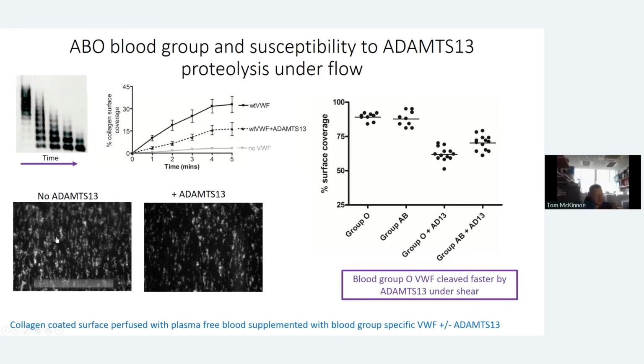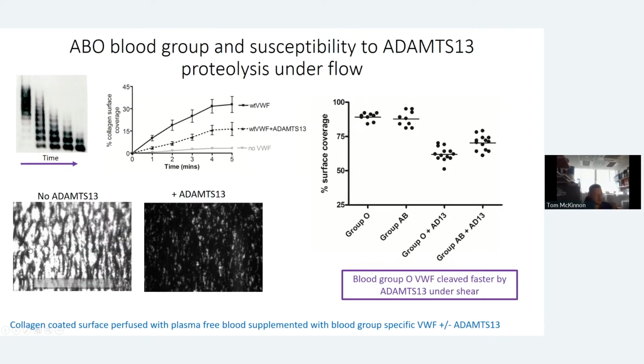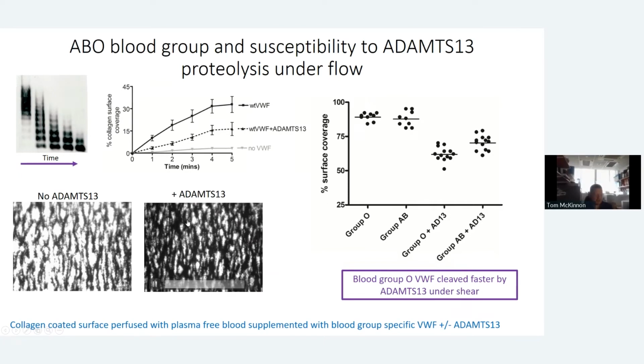But we can clearly see this if we take plasma-free blood and supplement it back with VWF plus or minus ADAMTS13. Hopefully what you'll be able to appreciate by the end of these two movies is that if this is thrombi formed just with VWF alone, so red blood cells, platelets, and von Willebrand factor, we can now compare it to thrombi formed with red blood cells, platelets, VWF, and where we've added in ADAMTS13. So the presence of ADAMTS13 doesn't ablate these thrombi from forming, but what it does is it controls the size of the thrombi, so they're less intense and a little bit smaller.